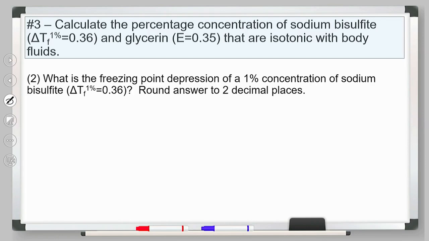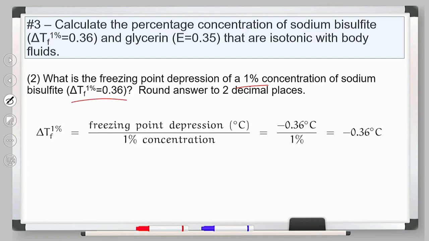This question says, what is the freezing point depression of a 1% concentration of the sodium bisulfate if I give you this value? This is a stupid question, but it tells you, what does this mean? What does delta stand for? Delta, delta, delta. Change in capital T temperature. So what is the change in temperature? Freezing temperature. So the little f stands for freezing.